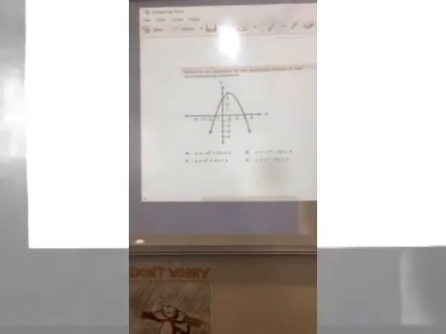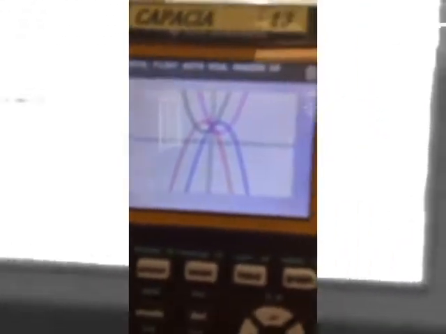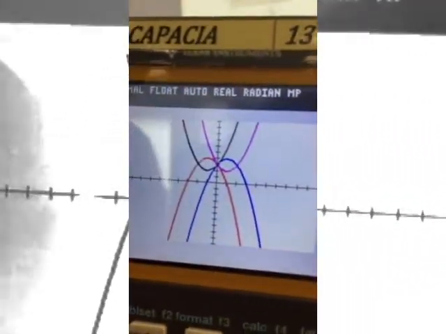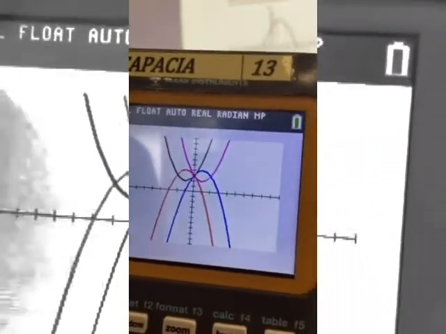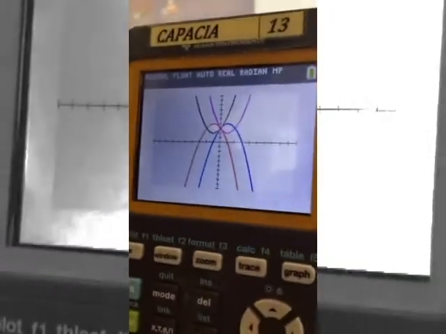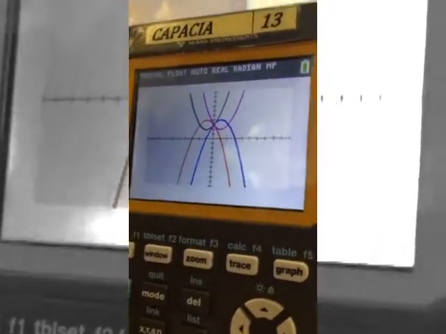As you can see, the parabola in the problem opens down, so we can already take out the black one and the pink one. And now the red one and the blue one look closer to the one in the problem, because the one in the problem is in the first quadrant, not in the second quadrant. So we take the blue one.